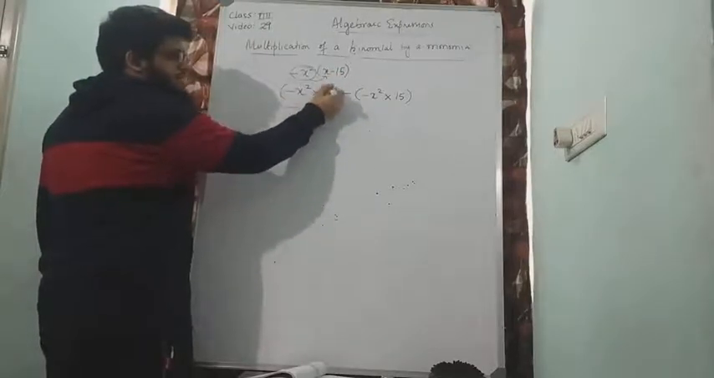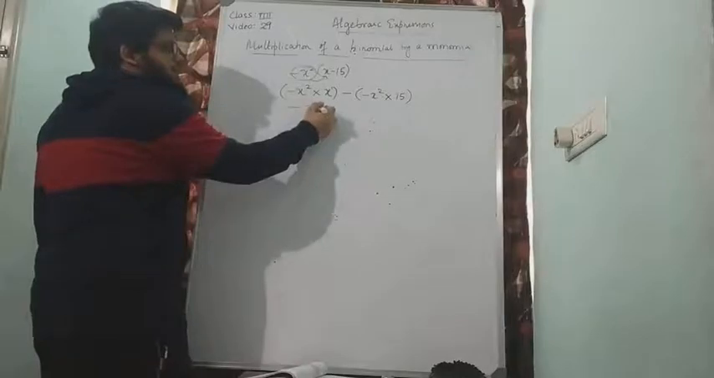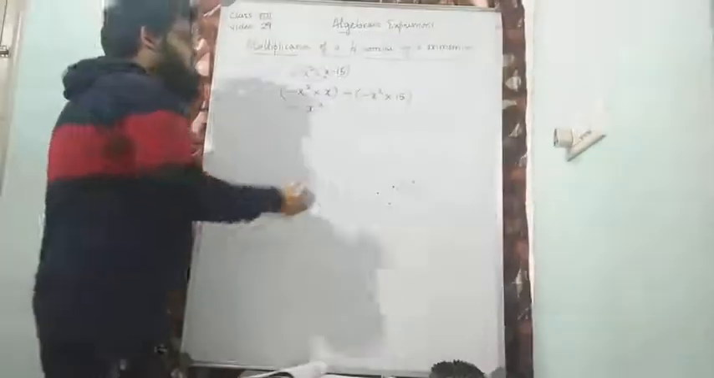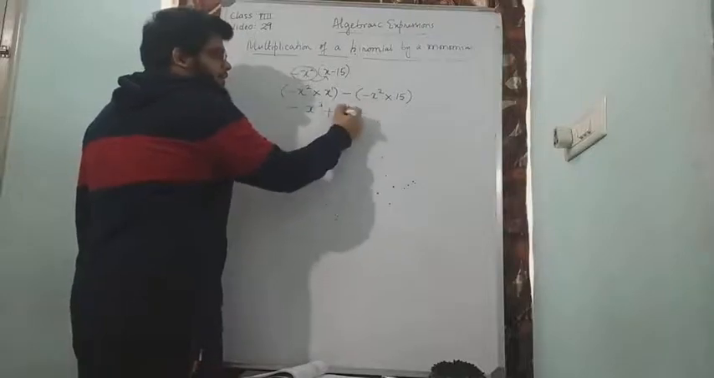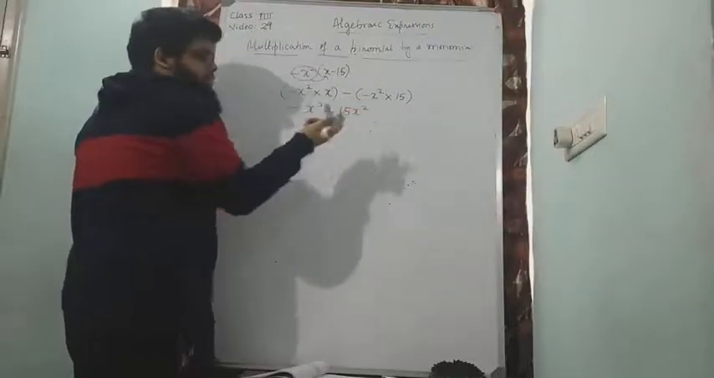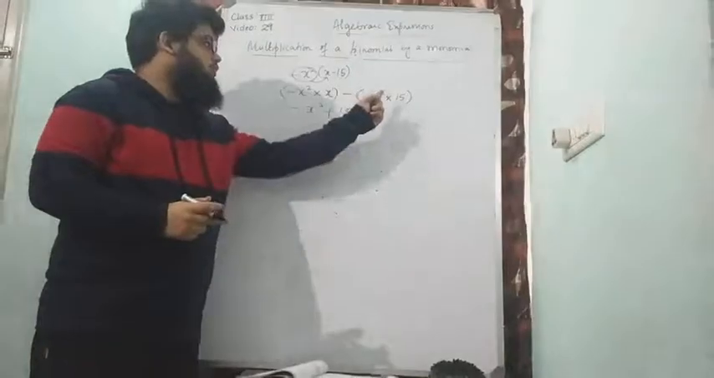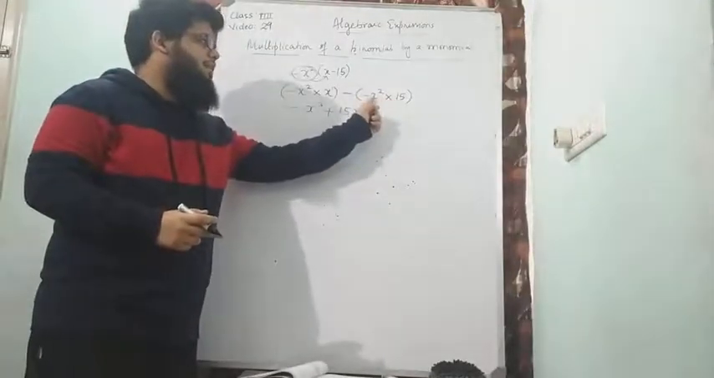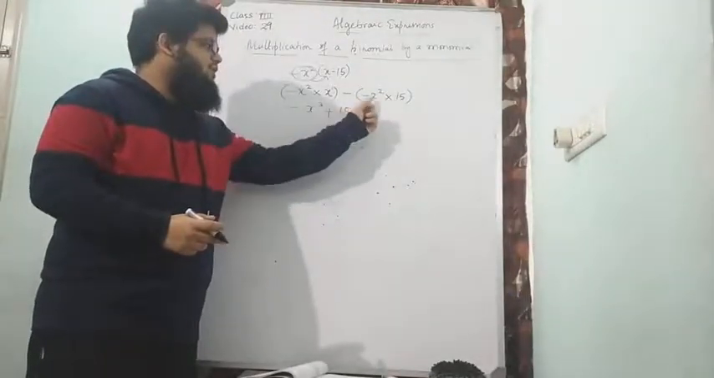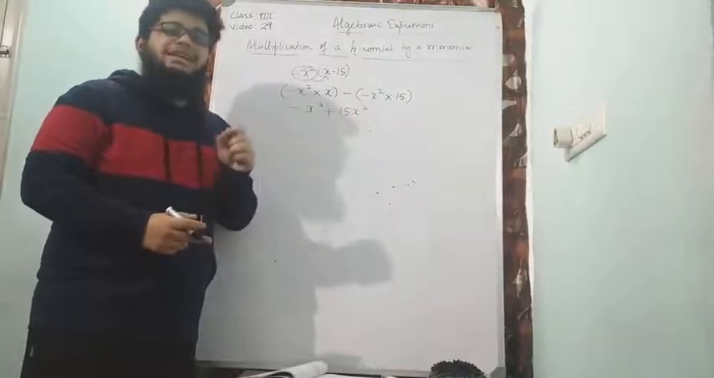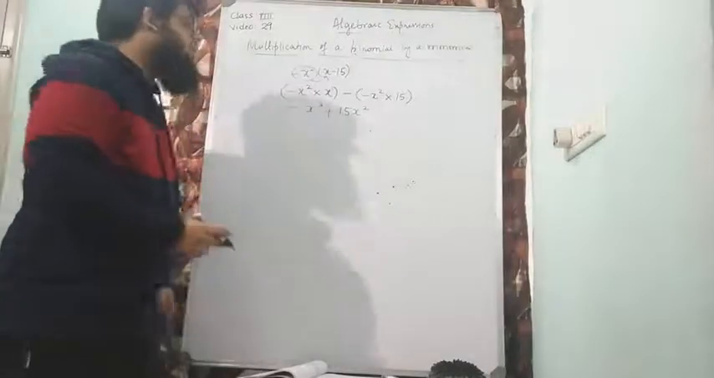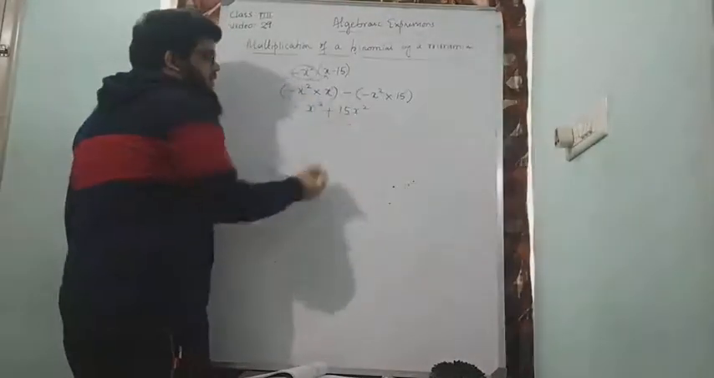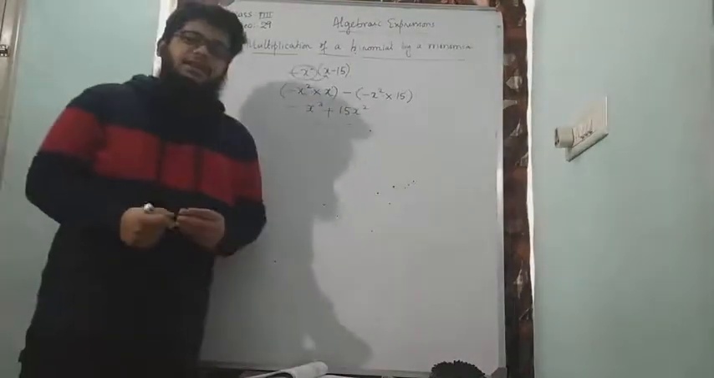Minus sign as it is. x square into x: I write x, and this is the power 1. 2 plus 1 will be 3, so this will become minus x cube. Minus into minus will be plus. x square into 15 is 15x square. That's all. If I have a constant value and a variable, I'll always write the constant first, then the variable. Also, sign multiplication is very important. Minus into minus should be taken as plus. So the final answer of this equation will be minus x cube plus 15x square.